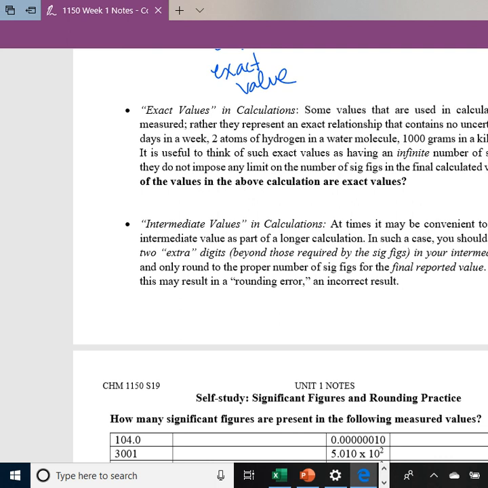Intermediate values and calculations. At times it may be convenient to calculate an intermediate value as part of a longer calculation. In such a case, you should keep at least 2 extra digits beyond those required by the sig figs in your intermediate value, and only round to the proper number of sig figs for the final reported value. Failure to do this may result in a rounding error.